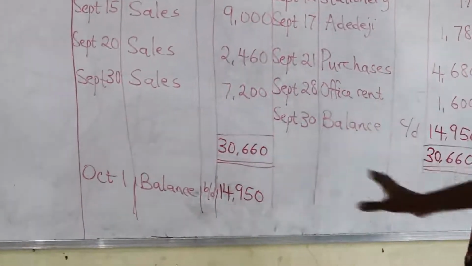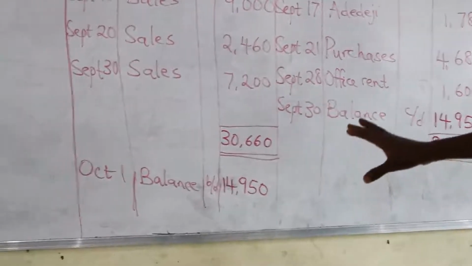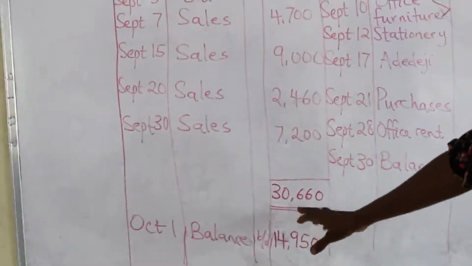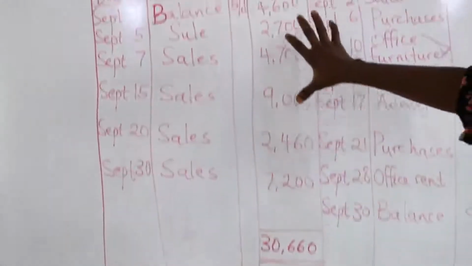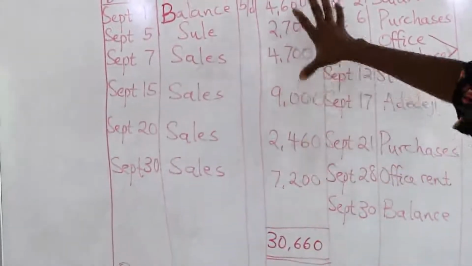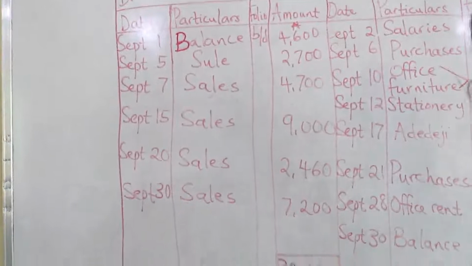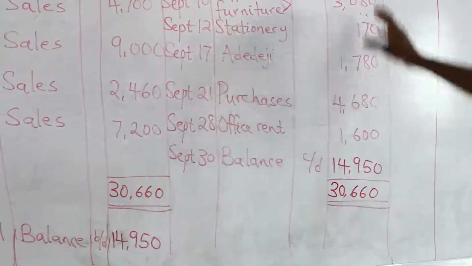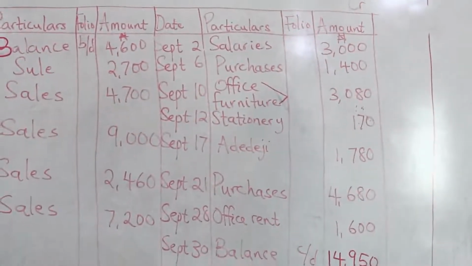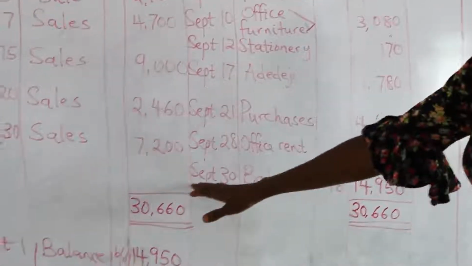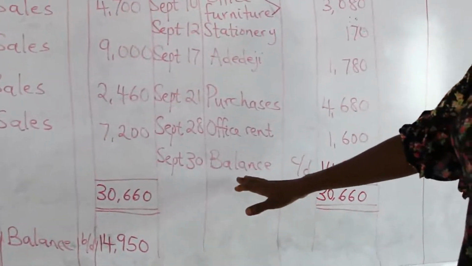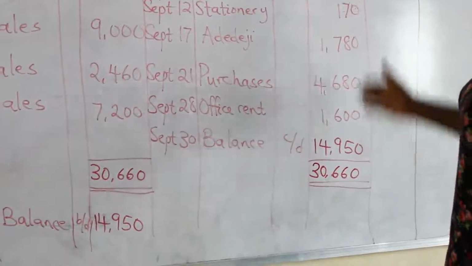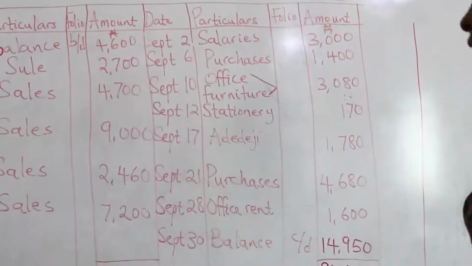In conclusion of this class, I want to say that I arrived at the total of 30,660 naira by adding up all the transactions we had on the debit side. I repeated the sum of 30,660 naira on the credit side also. But then, looking at September 30, 2016, there was a balance carried down of 14,950 naira. How was this achieved? It was done this way.